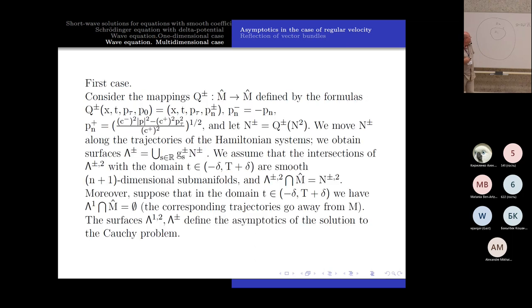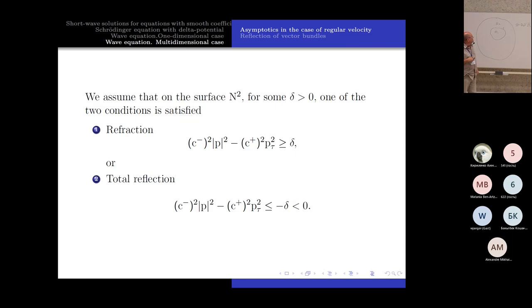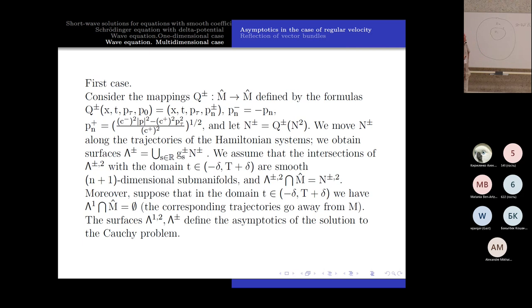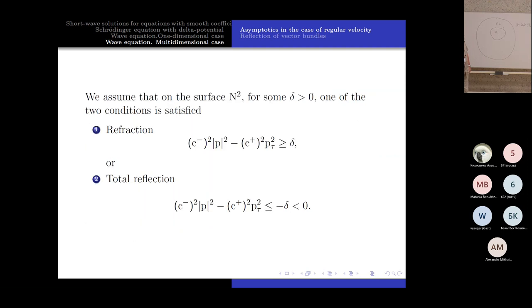These surfaces are defined by the following form. So if we consider the first case, when we have refraction, so we have a transmitted surface and a reflected surface, then we have to consider two maps. These maps are defined by the following formula. If we want to define the reflected surface, then we only have to change the sign of the normal component of the velocity. And if we have to define the transmitted surface, then we replace Pn by Pn plus, which is written down here. Okay, here we have the expression which is strictly positive.